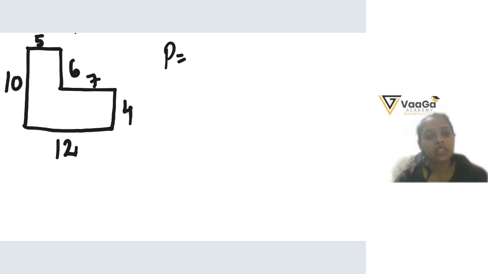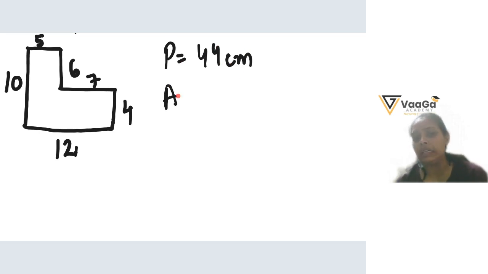So now what will be the perimeter? Perimeter equal to 5 plus 10, 15 plus 4, 19 plus 6, 25 plus 7, 32 plus 12, 44. Right. So the perimeter is 44 centimeters. What about area?